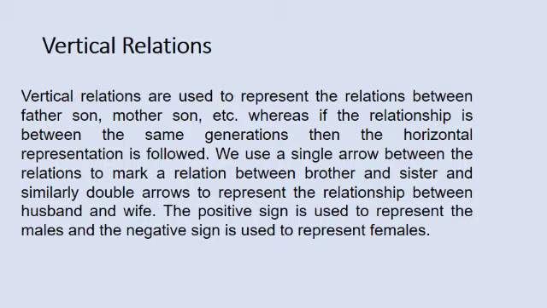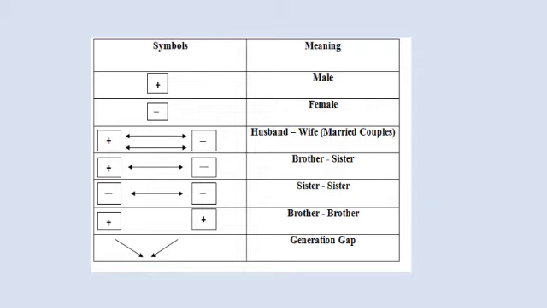So this concept also has to be really put up in your mind. So these are the various symbols and meanings. Positive sign in vertical relations is used to represent male, negative sign is used to represent female. Double arrows show the relation between husband and wife or married couples. Single arrow is for between brother and sister, or brother and brother, where you are showing two positive signs.